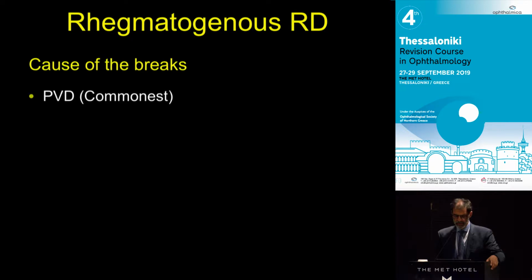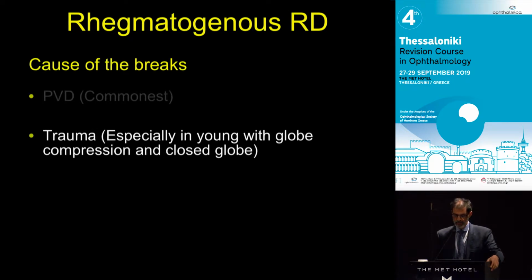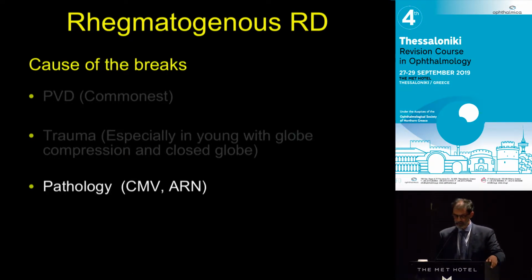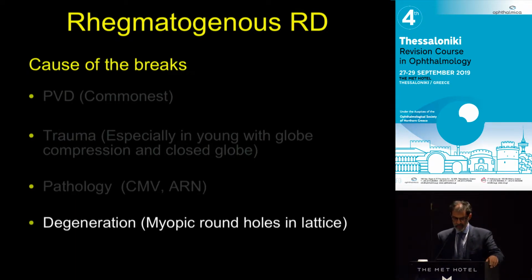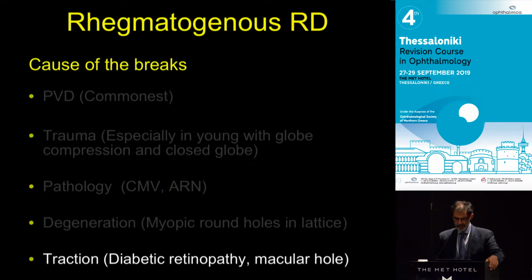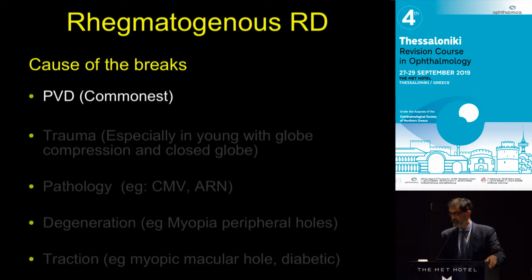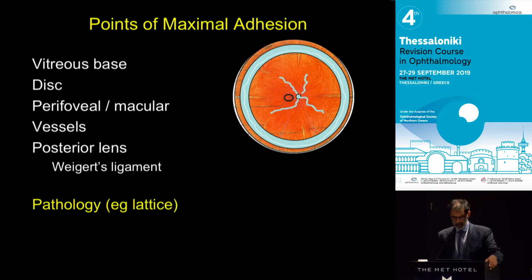What about the cause of these breaks? Of course, we're all familiar with the posterior vitreous detachment, or as David would say, posterior vitreous separation. Then trauma and pathology, where the retina starts to disintegrate, such as CMV and ARN, and degenerations, especially myopic, round holes in lattice and other degenerations. Finally, we see traction eventually getting so strong that it breaks the retina, either in diabetes, in macular hole in some cases, and in PVR. PVD is by far the most common. That's the one we'll all come across.